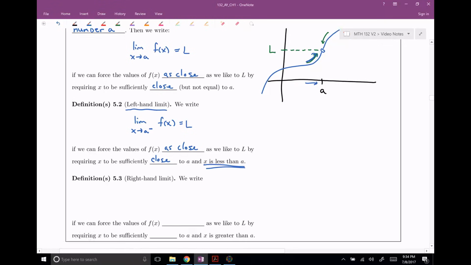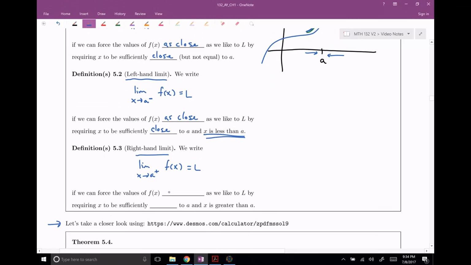Likewise, we can talk about a right-hand limit. It has a lot of the same notation, except now for the superscript for A, we have a plus sign to denote that we're coming from the bigger, positive side, and this would be writing the function again for the right-hand limit. And in this case, f of x still gets very, very close to L by requiring x to be close to A, but greater than A. So this one's strictly less than A, this one's strictly greater than A.